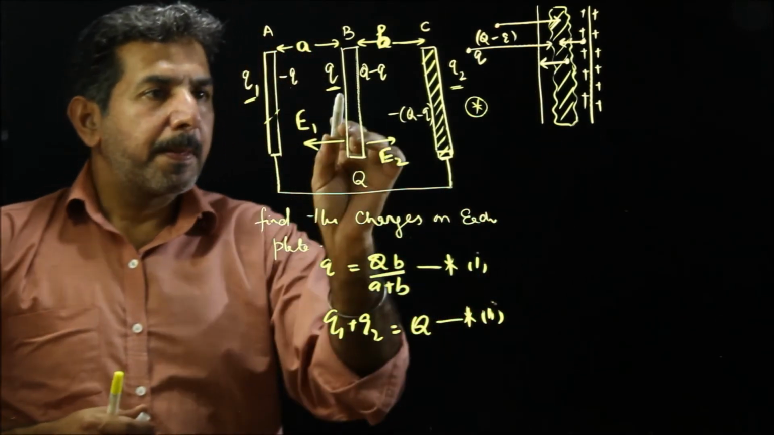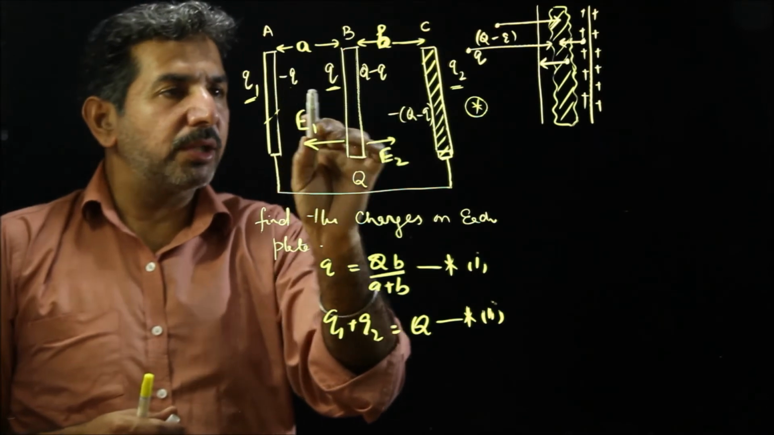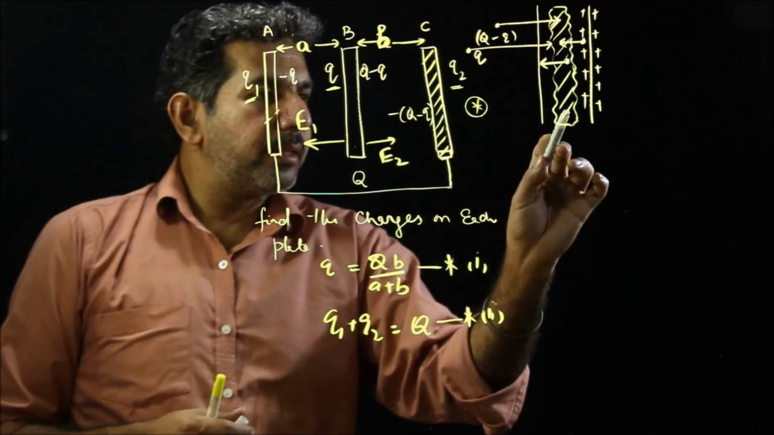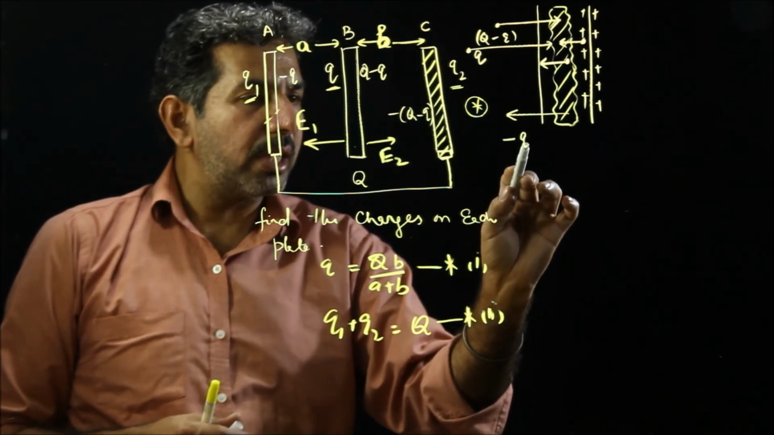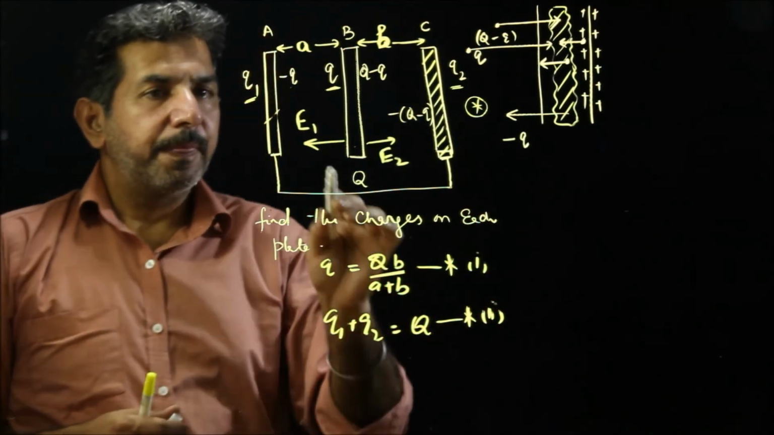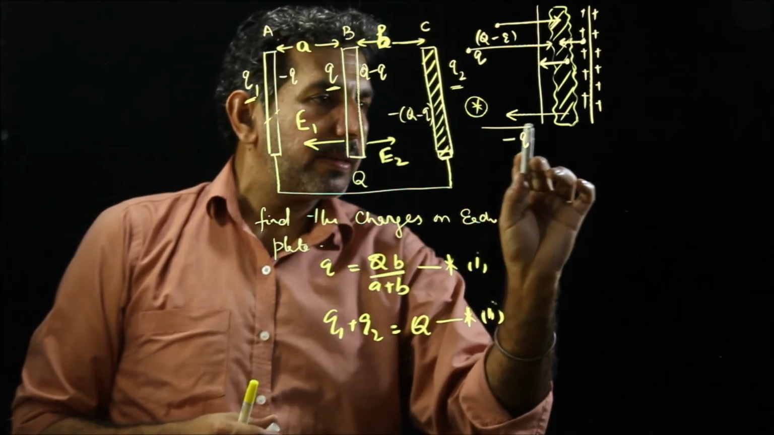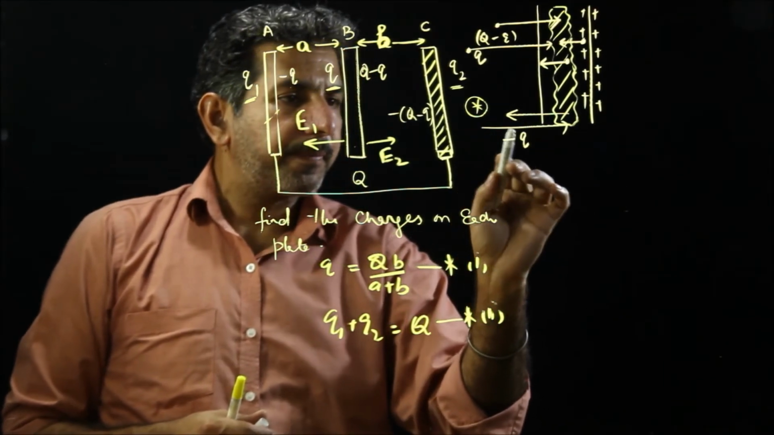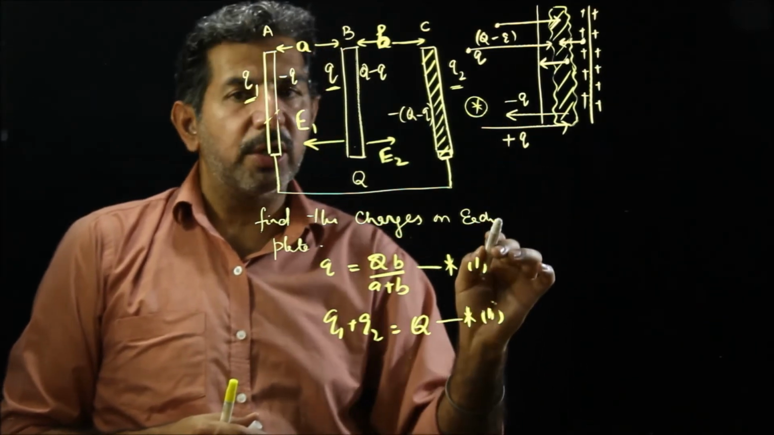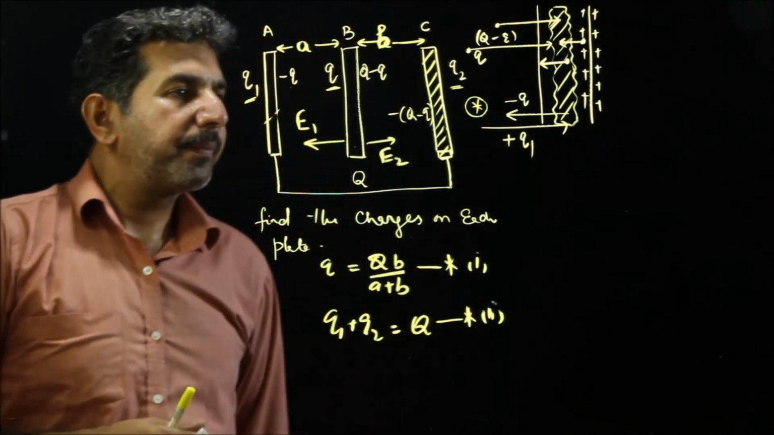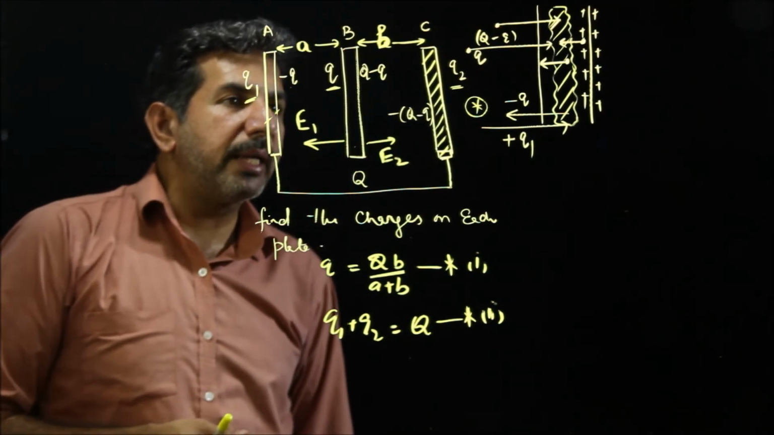And because of minus q, this will be the electric field because of the minus q charge, and because of q1, this will be the electric field. This is because of minus q, and this is because of q1, right? So I hope it is clear to you guys.